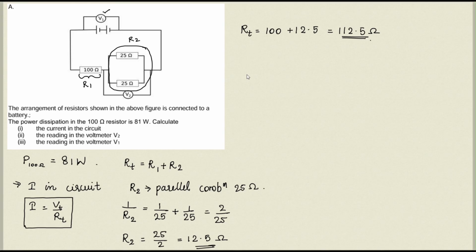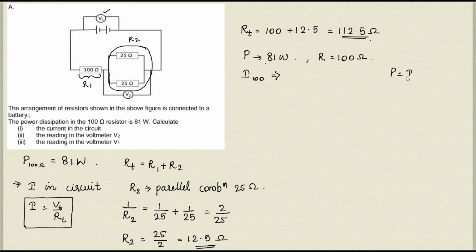Okay. If we are provided with the power of this 100 omega resistance, that is 81 watt, and we are provided with the resistance that is 100 omega, can't we find the current through the 100 omega resistor? The current through the 100 omega resistor, I am writing it as I100, that is the relation connecting power, resistance and current. What is it?